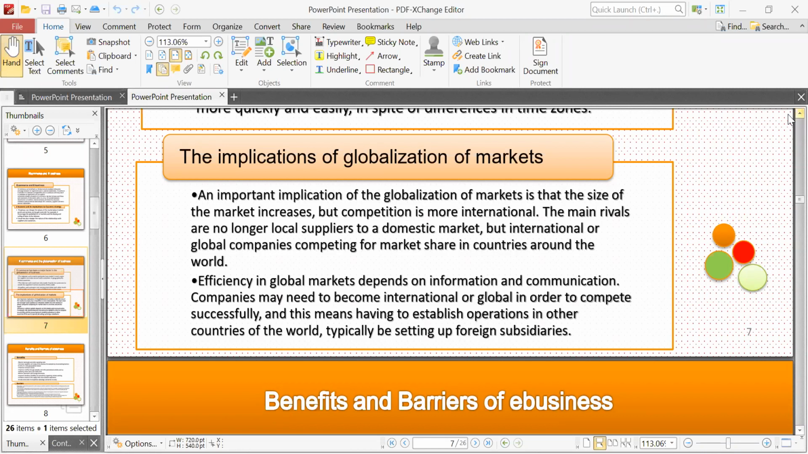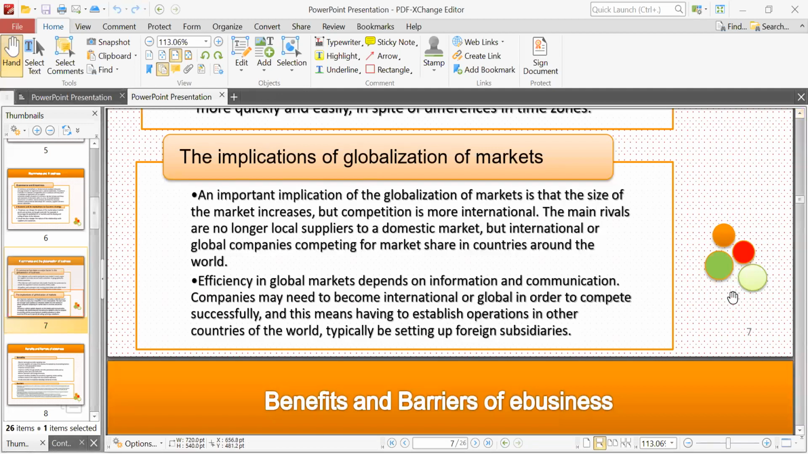Then let's look for a third one. Who would like to come on board? A third one. Well, I think through e-business, it has become more convenient for customers to find and buy items at a very fast rate with less stress. Okay, that's also a good one.